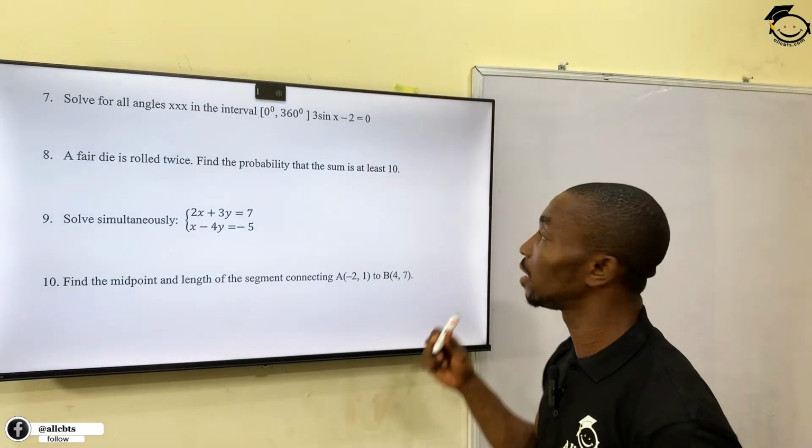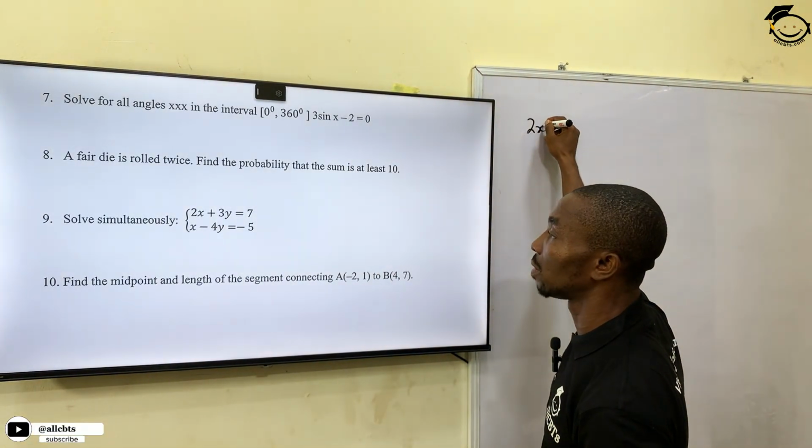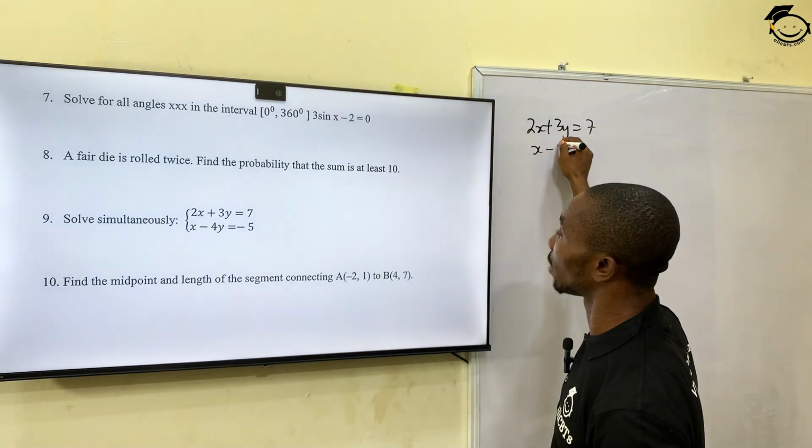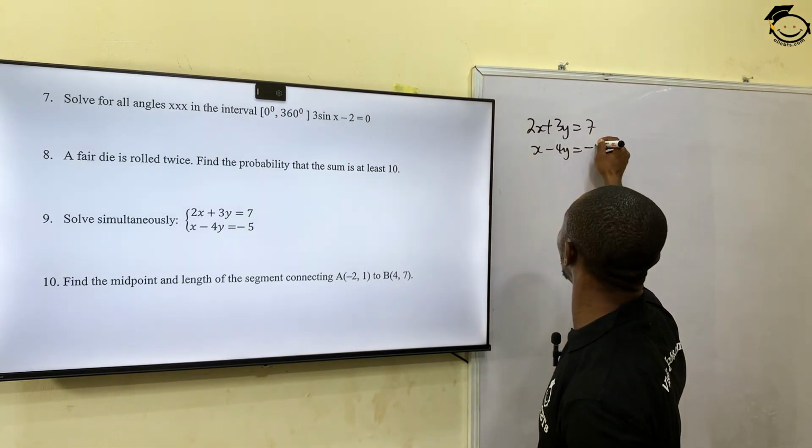Solve simultaneously. We have 2x plus 3y equals 7 and x minus 4y equals minus 5.